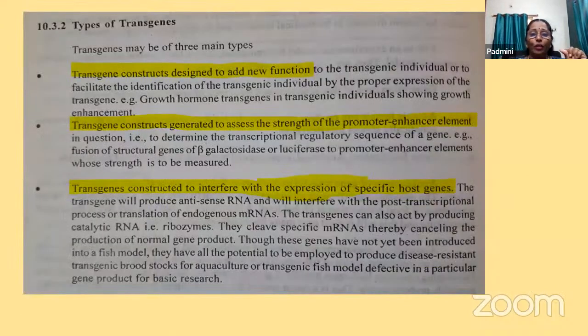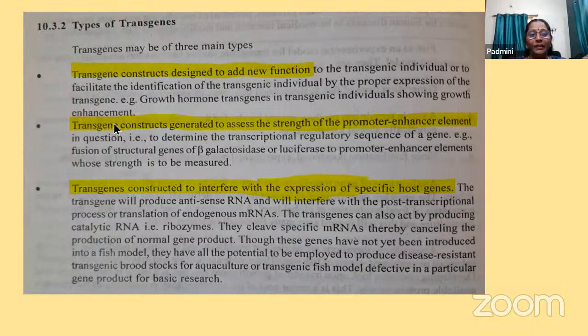So in your book, they have given types of transgenes. You're going to talk about 3 types of transgenes over there. What are the 3 main types of transgene? First, transgene constructs designed to add new function. So you want to add a new function to that particular genome of interest to get transgenic individuals. For example, you're going to add a growth hormone transgene so that you can show better enhancement of growth in that particular fish.